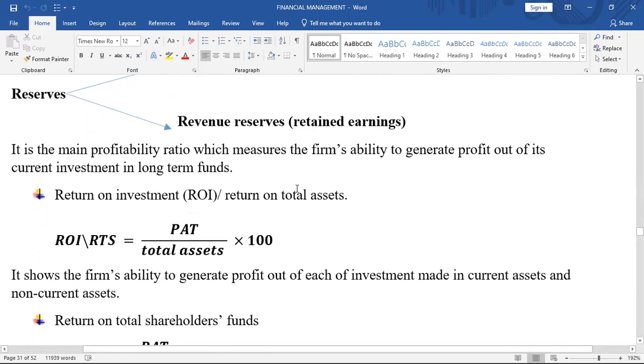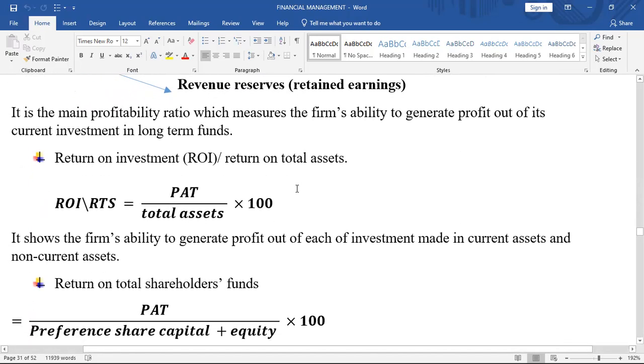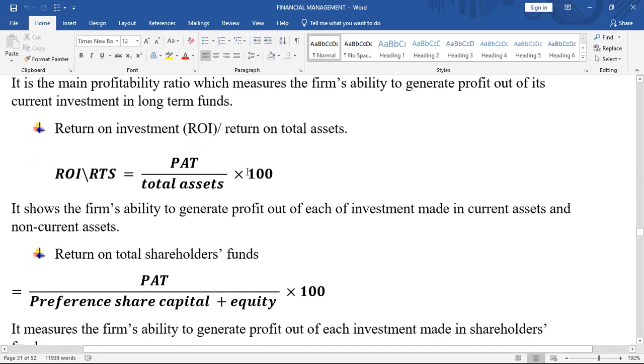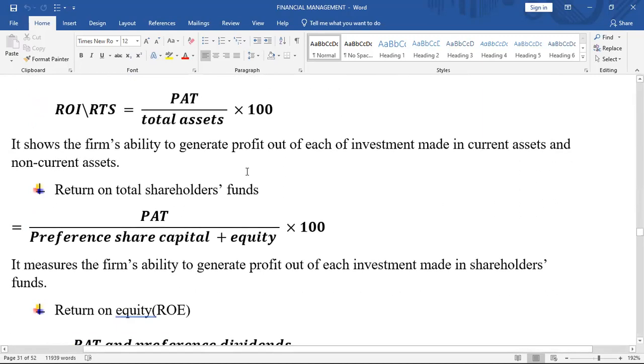We also look at the return on investment, which is the name the majority of us normally use when we make our investments. Here we take the profit after tax, divide by the total assets, then multiply by 100%. Remember, all of these are percentages. We use the return on investment because we want to see the performance of the organization, showing the firm's ability to generate profit out of each investment made in current assets and non-current assets.